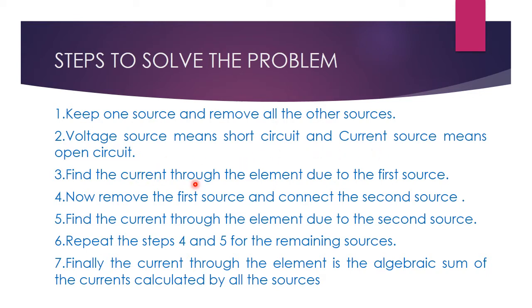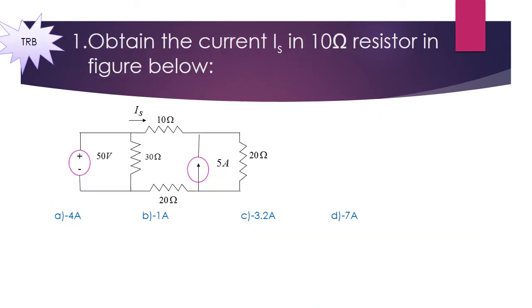Then, find the current through the element due to the first source. Now, remove the first source and connect the second source. Then find the current through the element due to the second source. Repeat these steps for the remaining sources. Finally, the current through the element is the algebraic sum of the currents calculated for all the sources. So these are the steps to solve the problem using the superposition theorem.